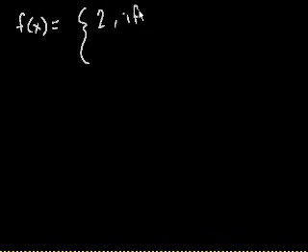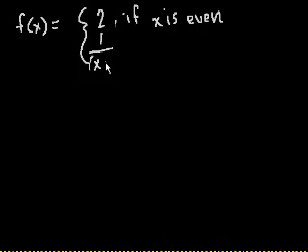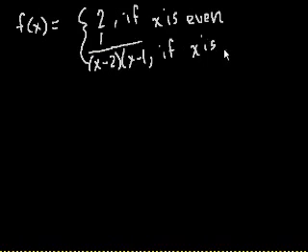Let's say that f of x is equal to 2 if x is even, and 1 over x minus 2 times x minus 1 if x is odd. So what's the domain here? What is a valid x I can put in here?